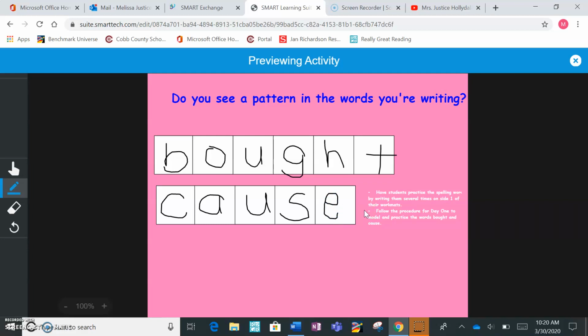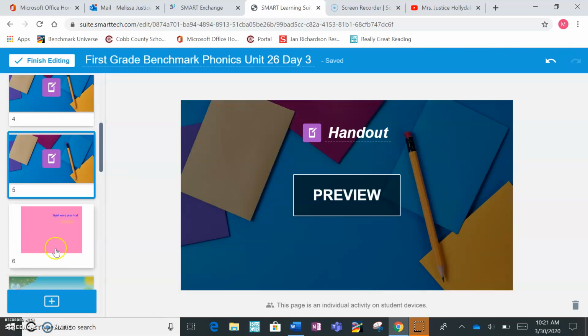So I need you to go ahead and write that 3 times. You probably have to pause the video. I want you to read the word, write the word, and maybe try to use it in a sentence. Like the sun came out and it caused the temperature to be very warm that day. All right, so you're writing bought 3 times, caused 3 times.